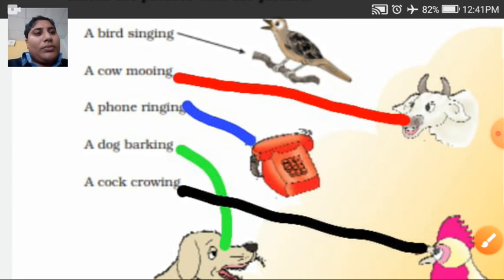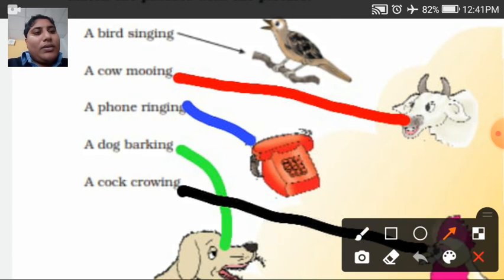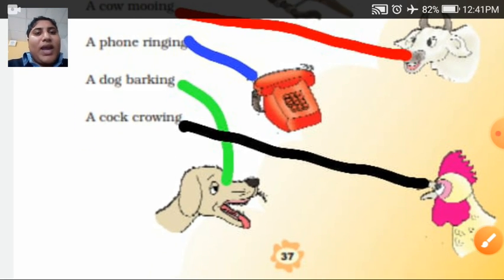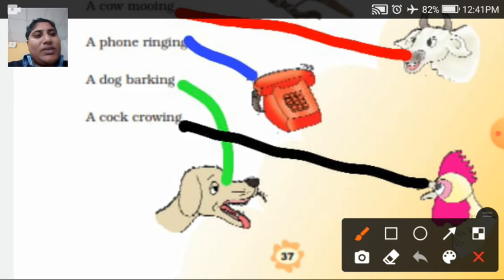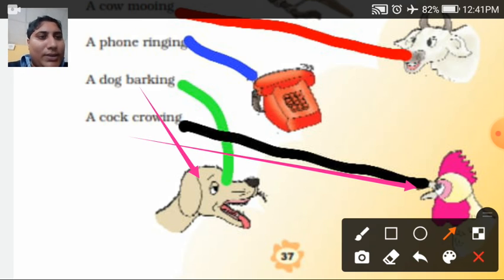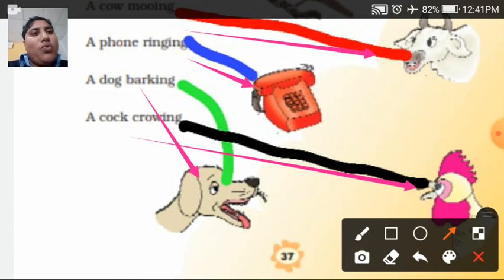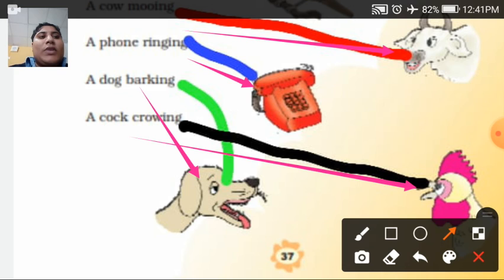Now, then we have the phone ringing. So here it is. Next we have the dog barking, because that's the sound that the dogs make. So this is dog barking. Then we have the cock crowing. So here it is. That's the cock crowing, the phone ringing, and the cow mooing. So I hope it's very easy for you to understand.